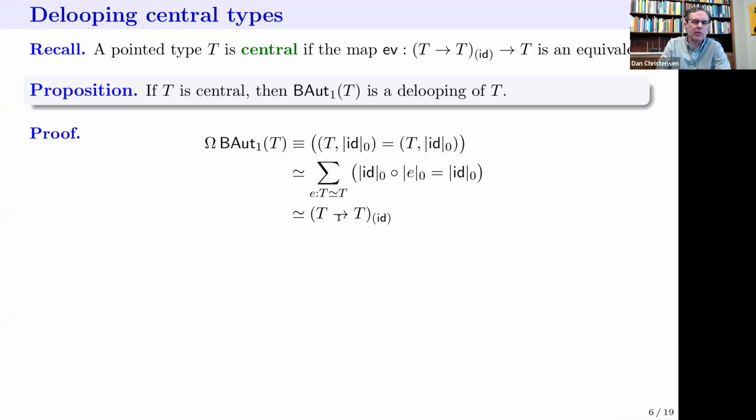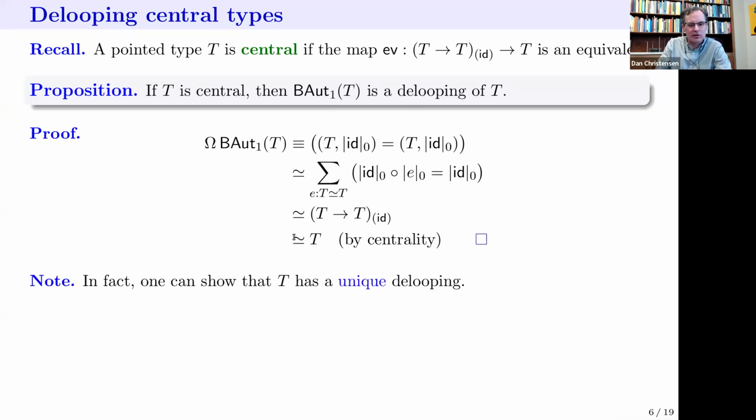And here, it doesn't matter whether I put maps or equivalences, because if you're homotopic to the identity, you're automatically an equivalence. But then by centrality, that mapping type is equivalent to T. So you see that centrality is exactly what we need at this point in the argument, which is why it's the definition. And I should say that David Jaz Myers has a more general delooping result than this under weaker assumptions. Okay, in fact, you can get a unique delooping. You can show that any delooping is equivalent to this one, and that will be useful as well.